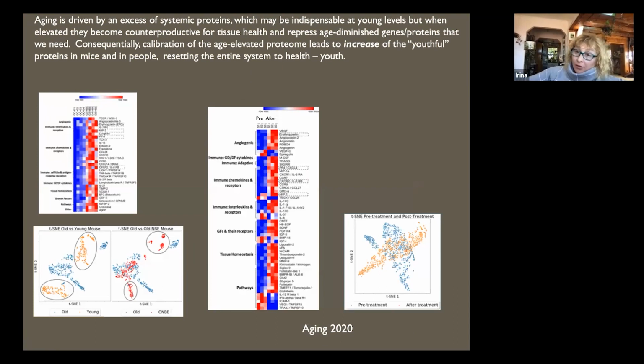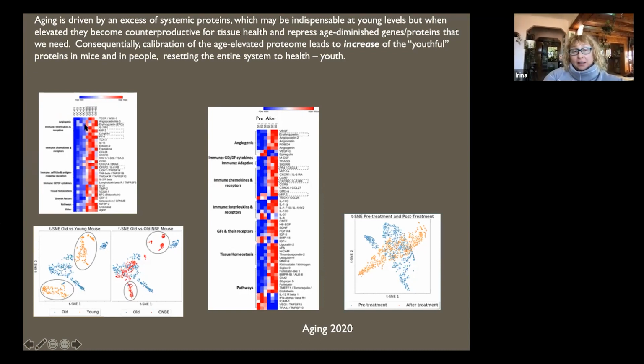So, okay, how does it all work mechanistically? The way that it works is that aging is driven by an excess of systemic proteins, which are inhibitory for tissue health and repair. We cannot evolve out of them because at young levels they are really indispensable. We cannot live without them. But with age, they become excessive, and it is that excess that then inhibits health and regeneration of multiple organ systems. Consequently, when we calibrate them, then you become healthier.